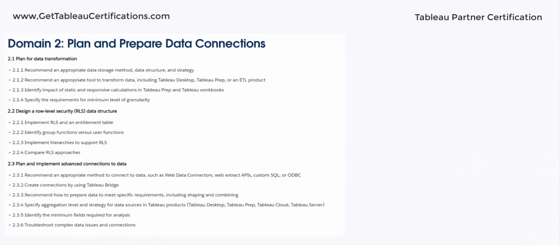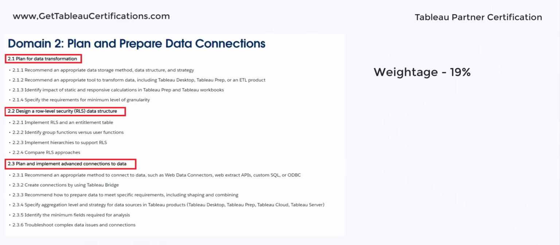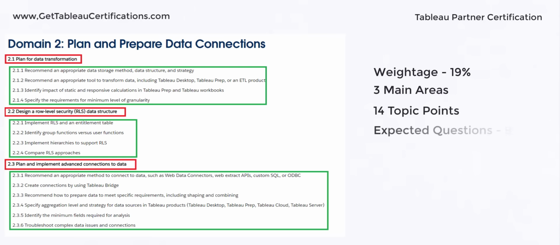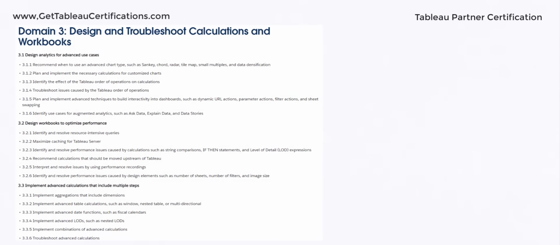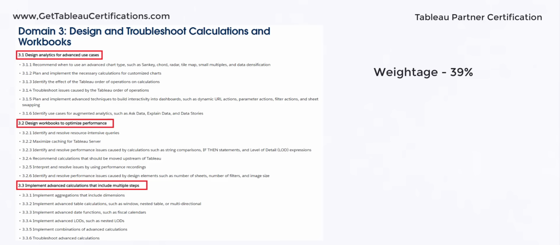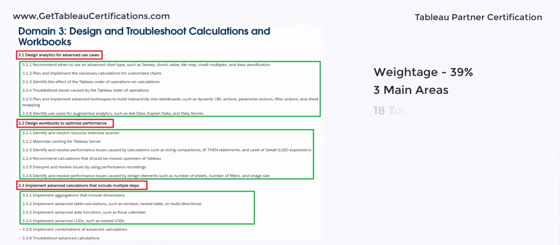The second domain is about Plan and Prepare Data Connections. It has 19% weightage in the exam. There are 3 main areas and 14 topic points, and you can expect around 9 to 10 questions from this area. Domain 3 is Design and Troubleshoot Calculations and Workbooks. 39% is its weightage, with 3 main areas and 18 topic points, and you can expect around 18 questions in the exam. This area purely overlaps with the previous Data Analyst exam.